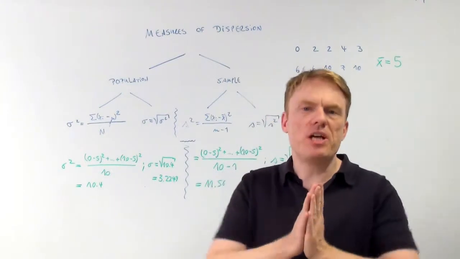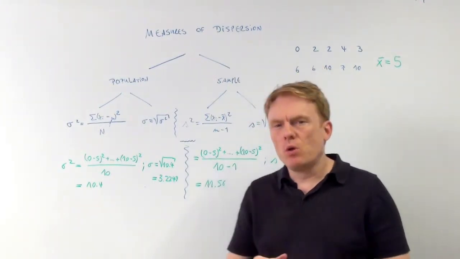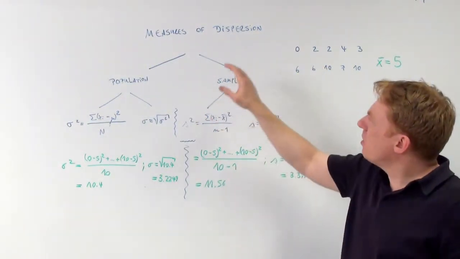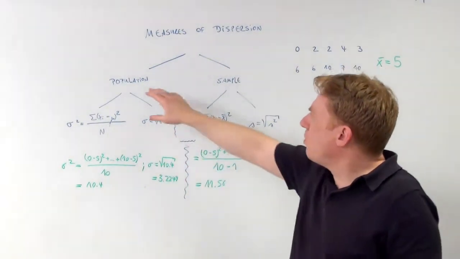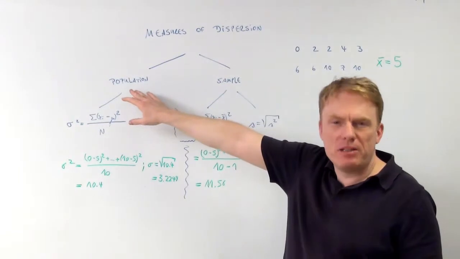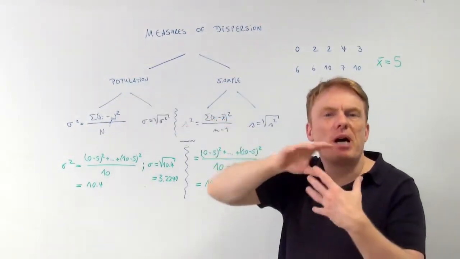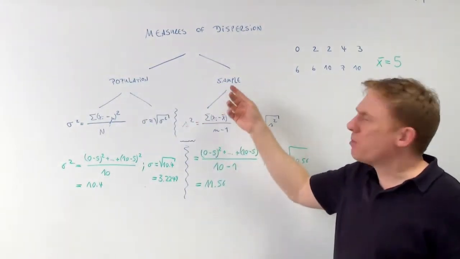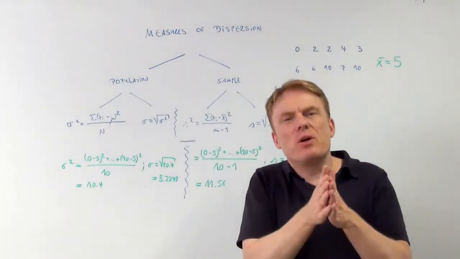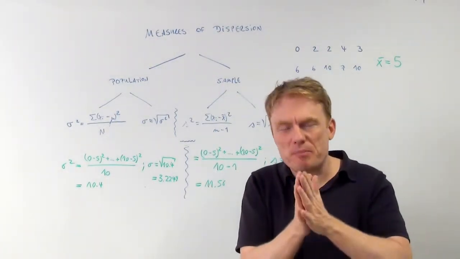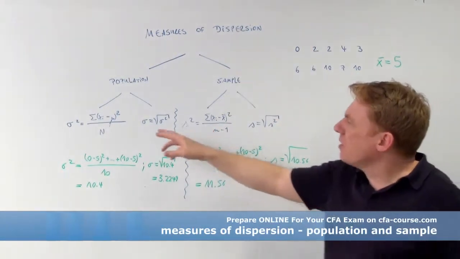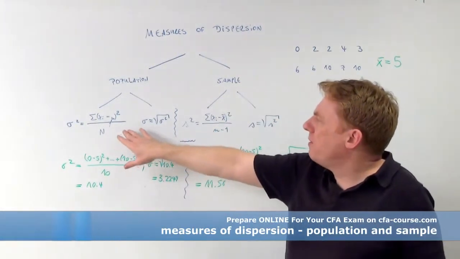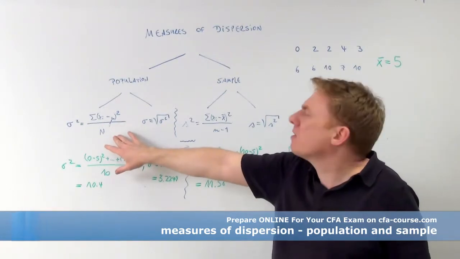We're talking about measures of dispersion. We talk about the variance and the standard deviation. When talking about every single value that's possible, we talk about the population. If we do a sample, which means only a small part of the population, the formula is going to be different. So the formula for the variance of the population is here.